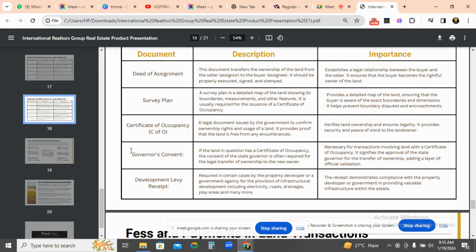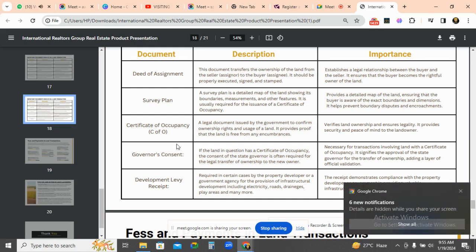There's a lot of land whose C of O is expired and it doesn't matter anything, because even the governor would have died, right? Whichever governor issued that land document would have died. So there's no point. Then, governor's consent.